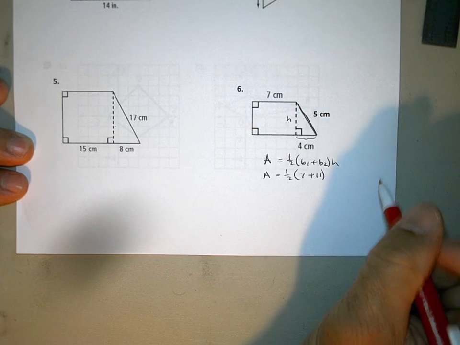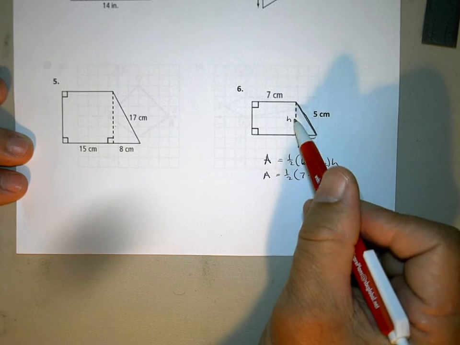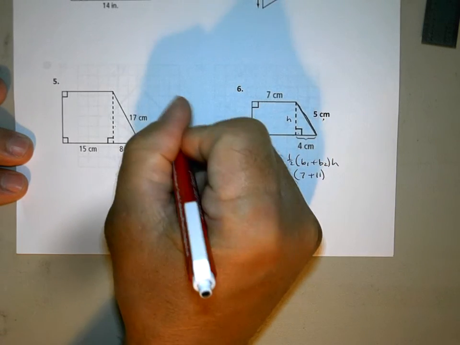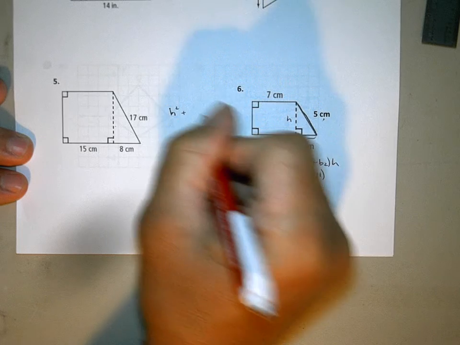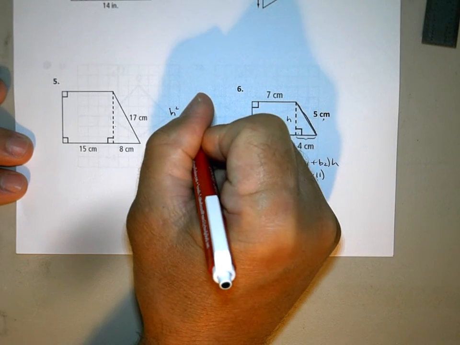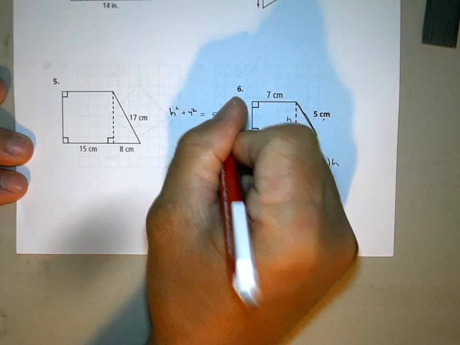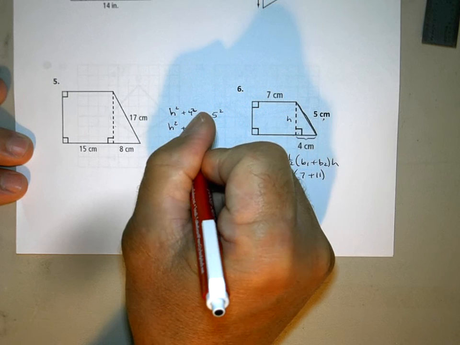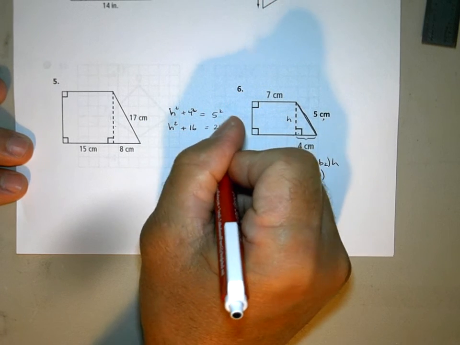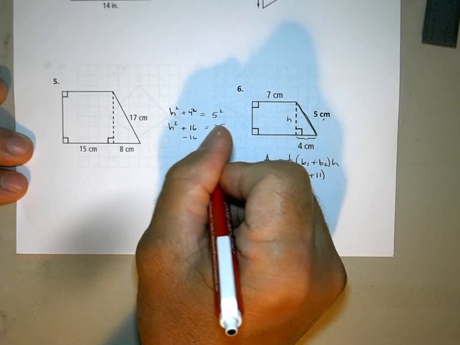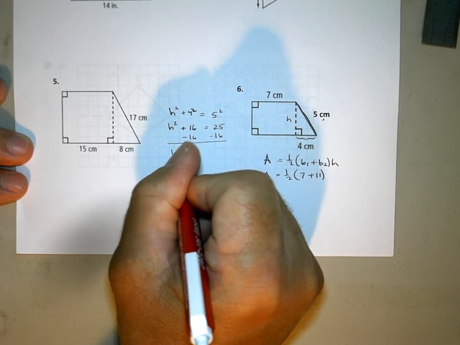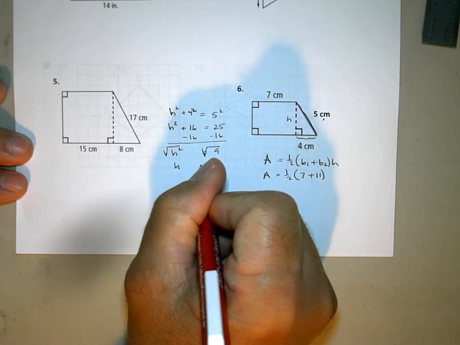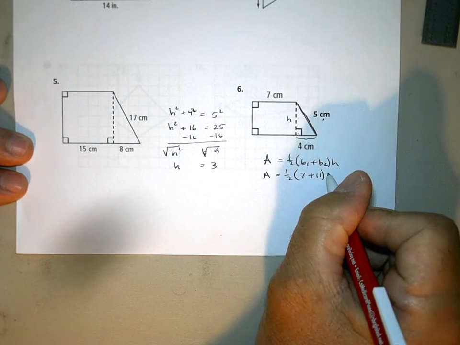So we have to do Pythagorean theorem. It's a right angle. So we can say a squared plus b squared equals c squared. So let's go over here and say h squared plus 4 squared equals 5 squared, which means h squared plus 16 equals 25. We subtract 16 from both sides. We get h squared equals 9. We take the square root of both sides. We get h equals 3. So our height is 3.